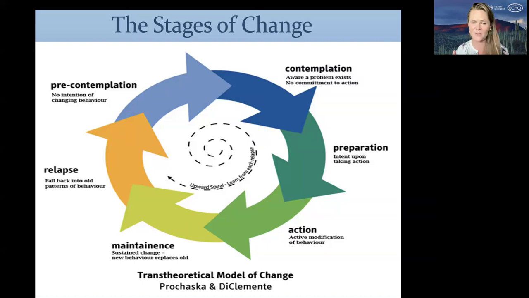The second thing to keep in mind about how we look at this is that, again, it's not flat. You see that internal spiral.